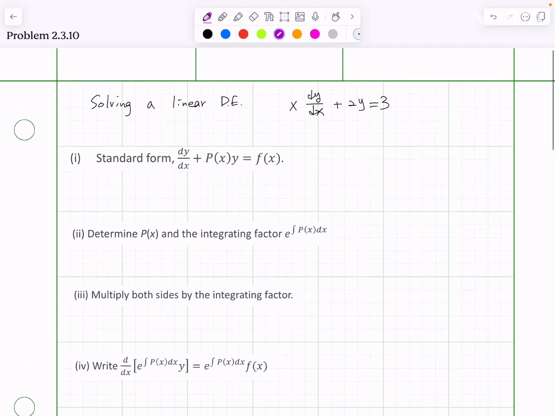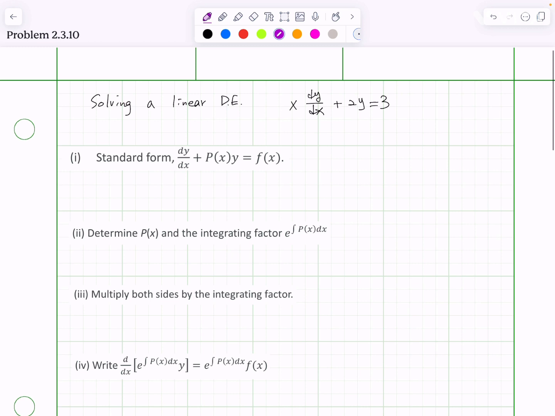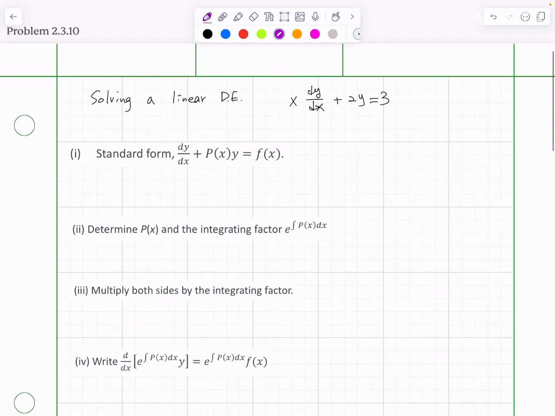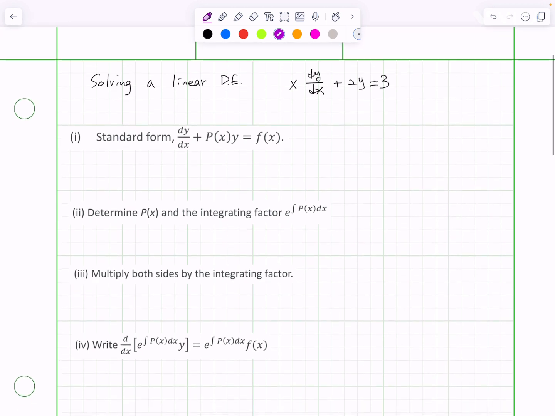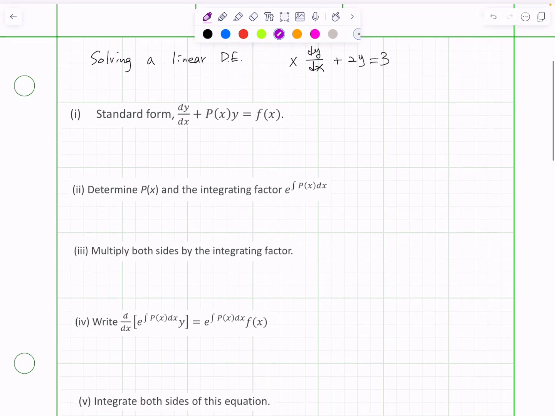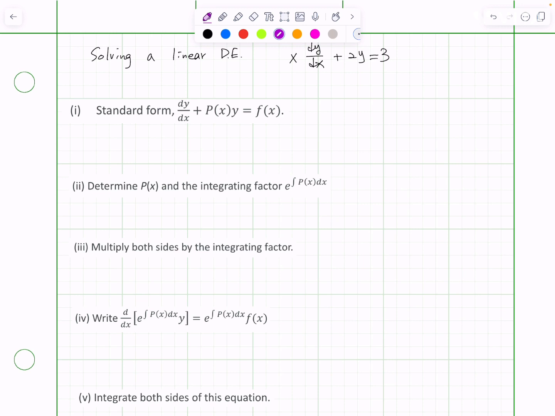Problem 2.3.10, solving a linear differential equation. The differential equation is given like this, and it is linear. If it is linear, then we can follow these 5 steps: put it into standard form, find the integrating factor, multiply both sides by the integrating factor, put it into a very specific form, then integrate both sides and solve the equation.